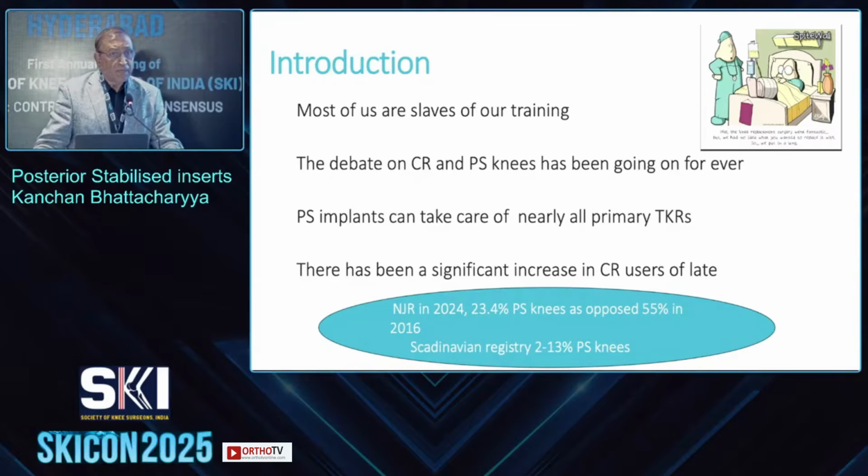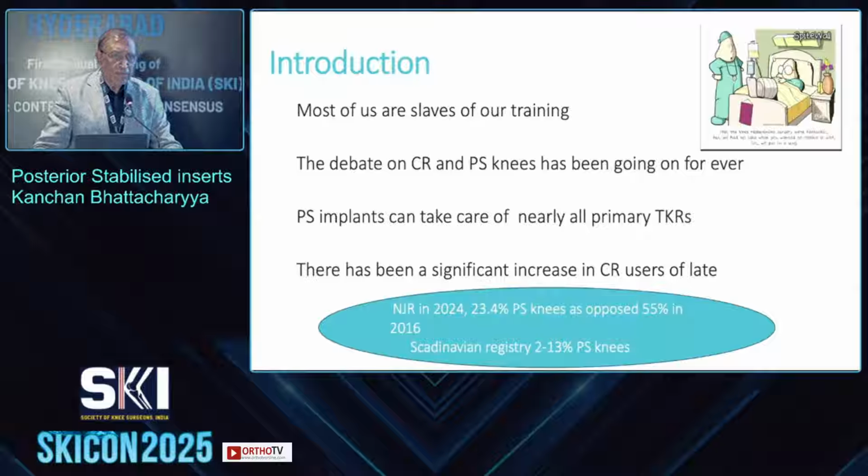Scandinavian registry, and in most of Europe, the CR has been in more use. And considering all the 4 countries, there's a difference. It can range from 2 to 13% of PS knees. The 2 countries where the PS knees, apart from our country, are still being used in large numbers are the Netherlands and United States. And even there's a small and gentle shift towards CR knees.